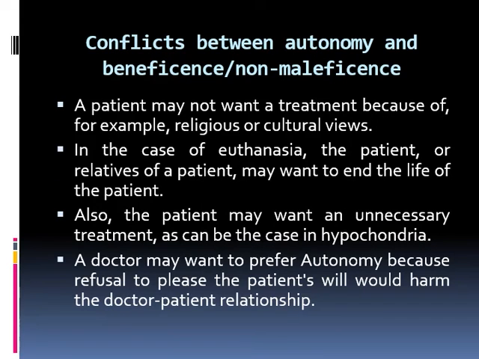Examples include when a patient does not want a treatment because of, for example, religious or cultural views. In the case of euthanasia, the patient or relatives of the patient may want to end the life of the patient. Also, the patient may want an unnecessary treatment, as can be the case of hypochondria. A doctor may want to prefer autonomy because refusal to please the patient's will would harm the doctor-patient relationship.